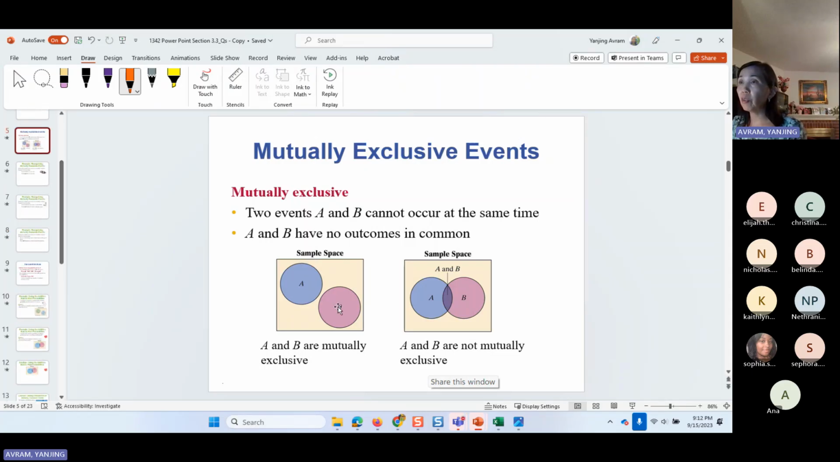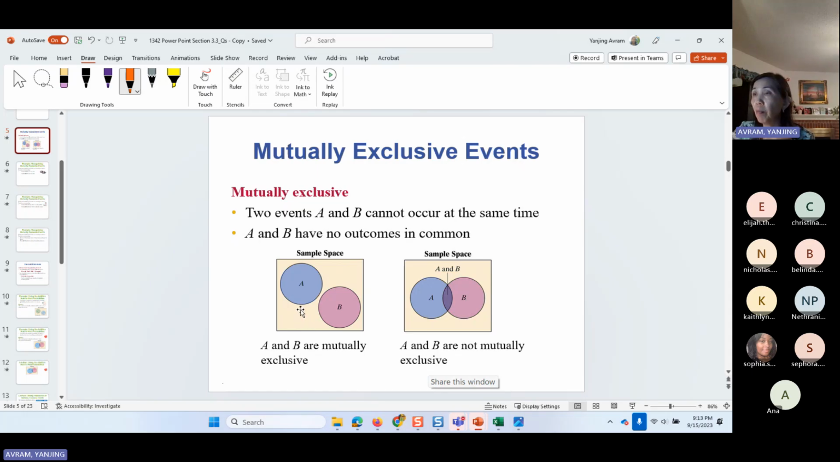Look at this Venn diagram here. If A has nothing to do with B, this is called mutually exclusive, right? Like I said, you go to the gym and you study math, so those are independent. Like I said, that is not a good example for mutually exclusive.